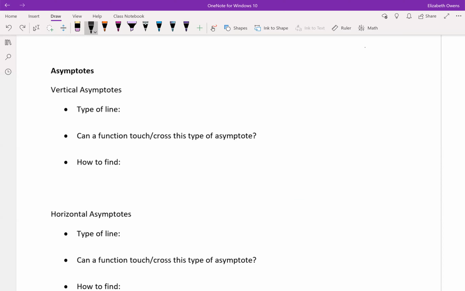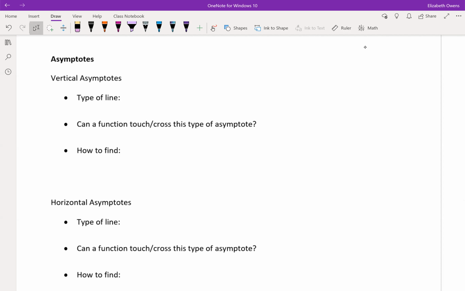For our finishing part of section 2.6, we are going to look at asymptotes, the three different types in this case. So we'll run through a little overview of each one, and then in the next video, we'll have some examples. So first off, we'll start with a familiar old type here, the vertical asymptote.